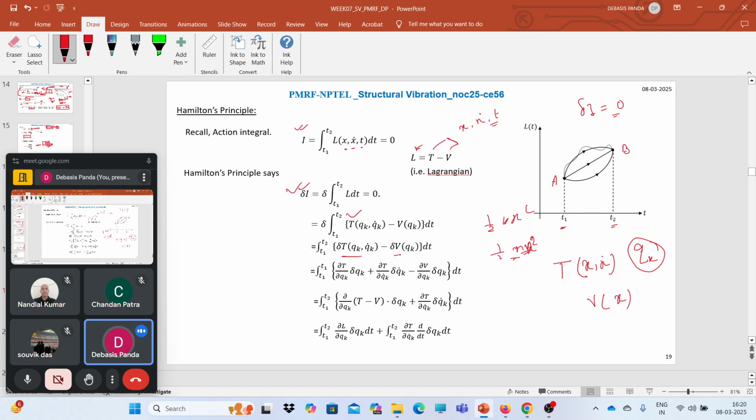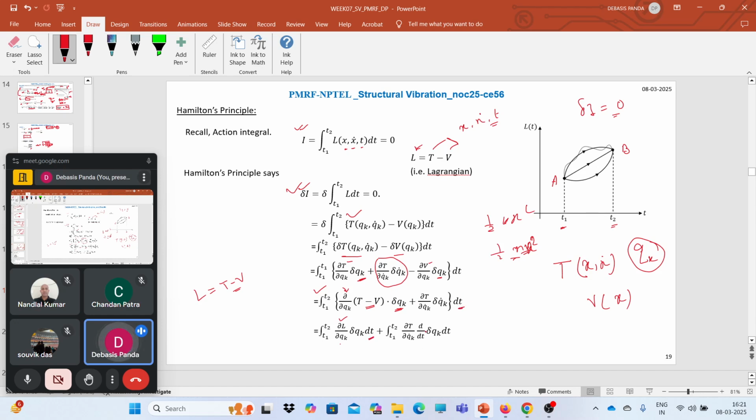So we will be left with delta T and delta V. Now if we want to further simplify this equation, we will have the form integral t1 to t2 of del by del qk of (T minus V) delta qk, because del qk is there, and I am just taking the common del by del qk and delta qk. Plus this term, del T by del q dot delta of qk dot, dt. So on the first term we have T minus V, and we know L is nothing but T minus V, so instead of T minus V I am replacing L. So this equation simplifies to del L by del qk delta qk, and so on.